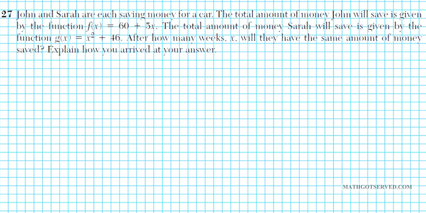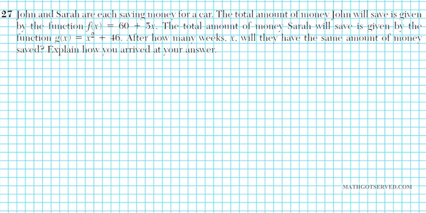All right, let's take a look at problem 27. It reads, John and Sarah are each saving money for a car. The total amount of money John will save is given by the function f of x equals 60 plus 5x. The total amount of money Sarah will save is given by the function g of x equals x squared plus 46. After how many weeks x will they have the same amount of money saved? Explain how you arrive at your answer.